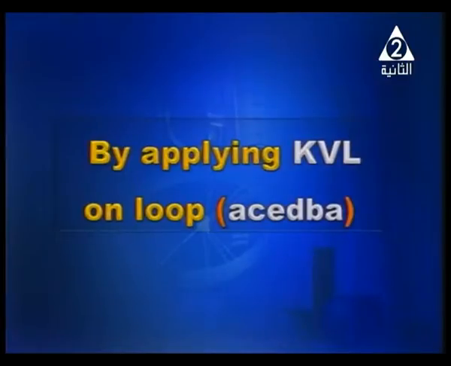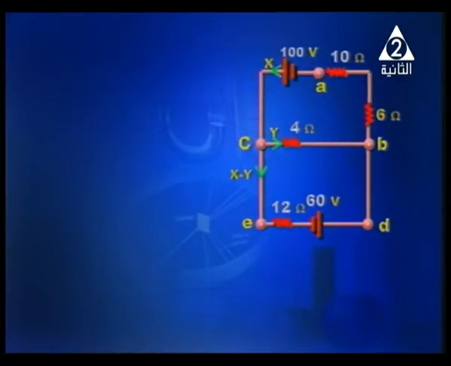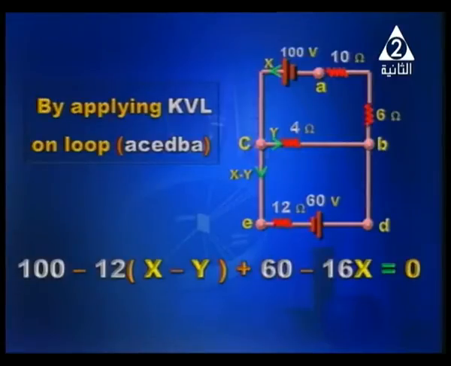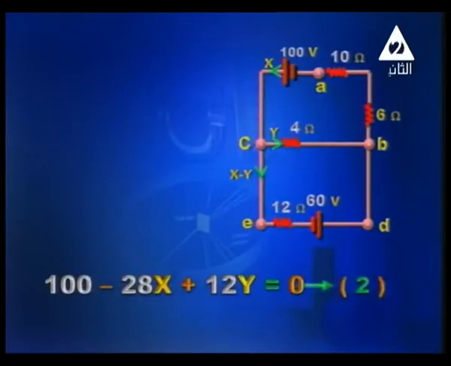By applying Kirchhoff voltage law on loop A, C, E, D, B, A, we'll obtain the following equation. 100 minus 12 between two brackets, x minus y, plus 60 minus 16x. Okay. So 100 minus 28x plus 12y is equal to 0. This is the second equation.